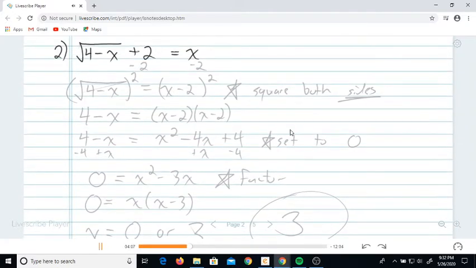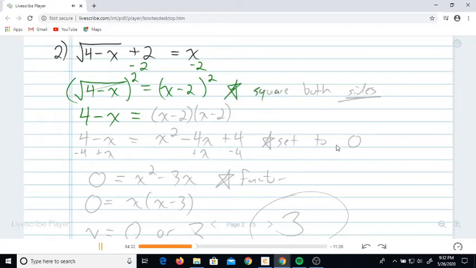Alright, so let's go ahead and look at this. Before we square both sides, we need to isolate. So that's 4 minus the square root of 4 minus x equals x minus 2. We're going to go ahead and square the left-hand expression, square the right-hand expression. So when we square the left, we get 4 minus x. When we square the right, we have to be very careful here.